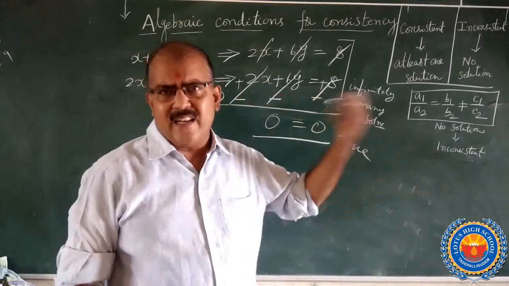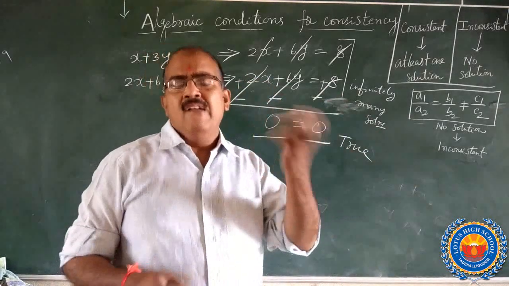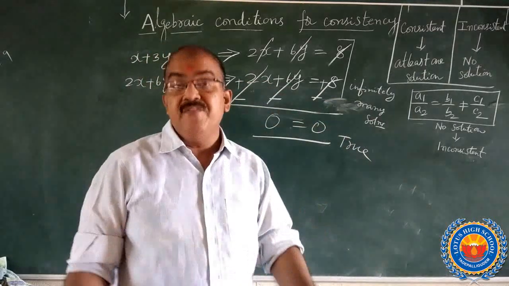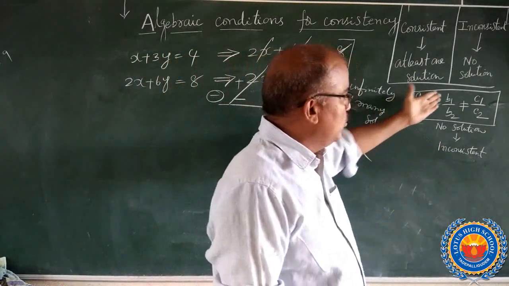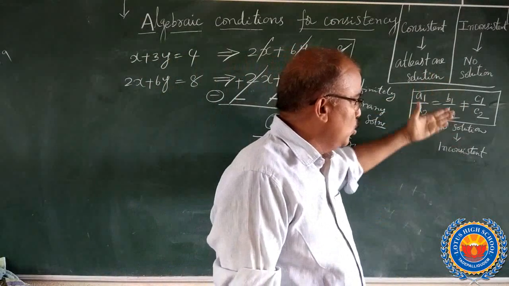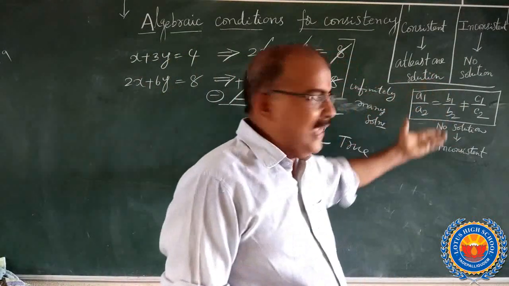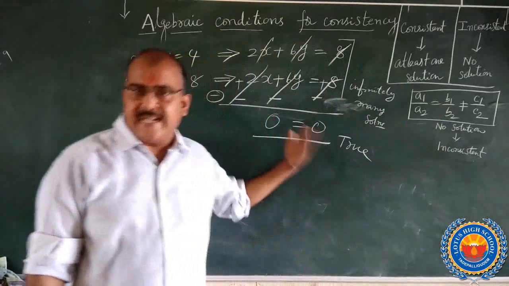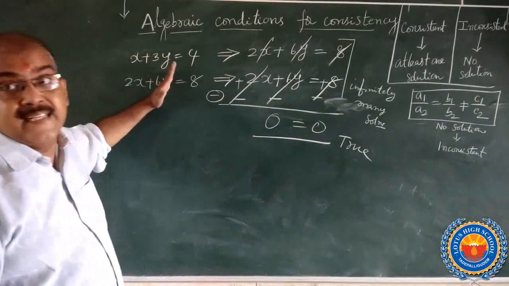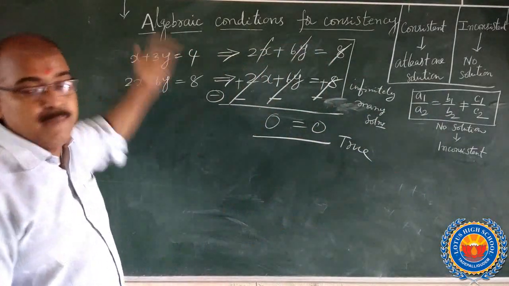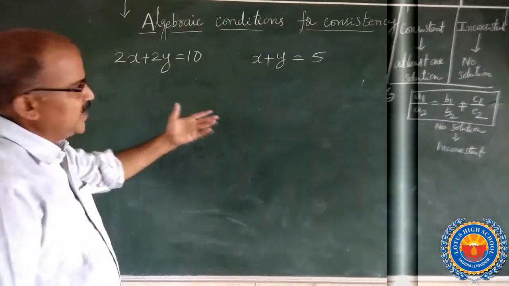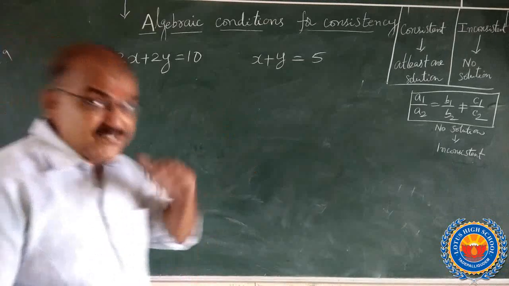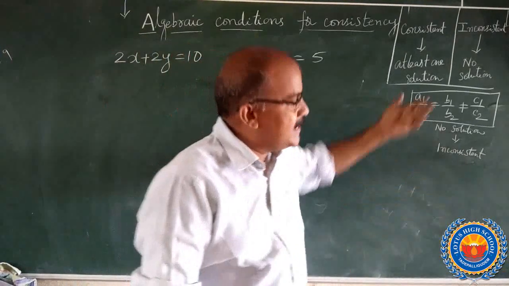But always we cannot check like this. We are having one more condition. We can find one more condition like the earlier condition: A1 by A2 is equal to B1 by B2 is not equal to C1 by C2, no solution. Let us find it by using these equations and the earlier equations.